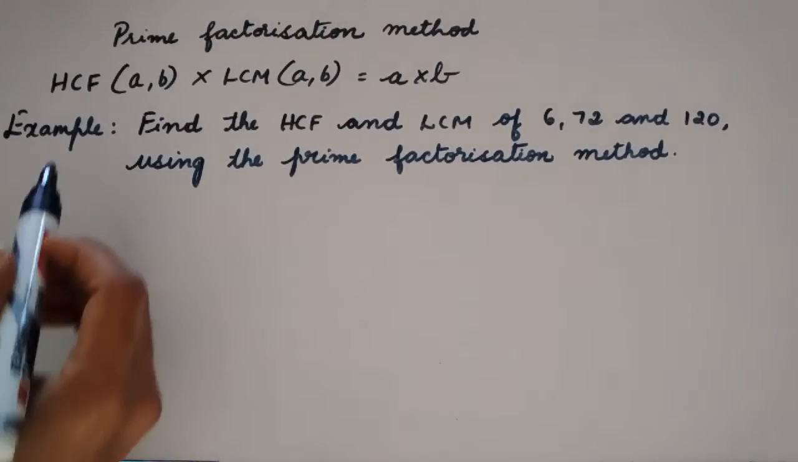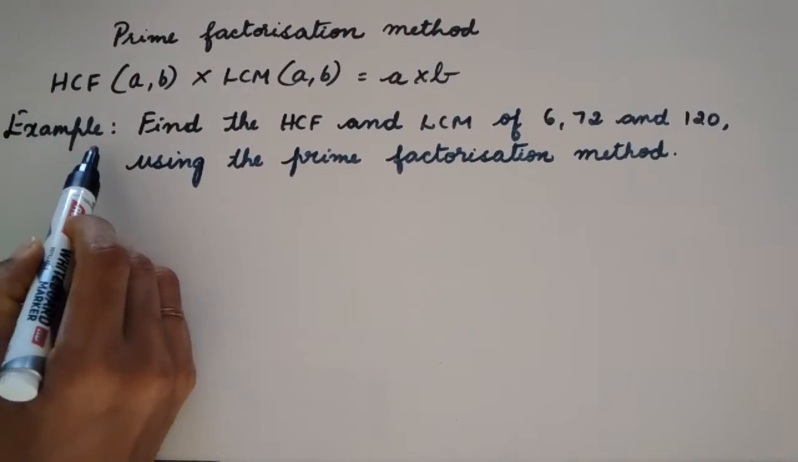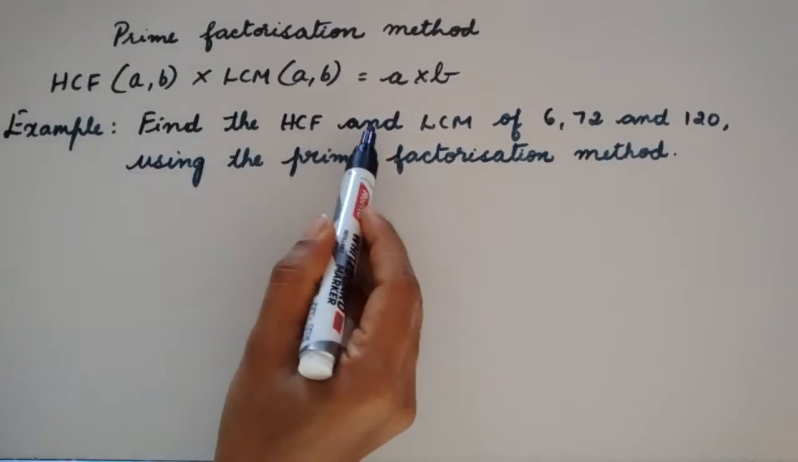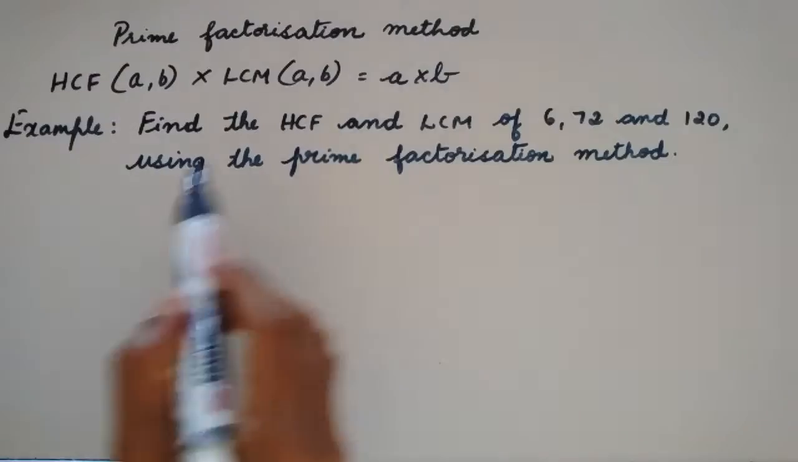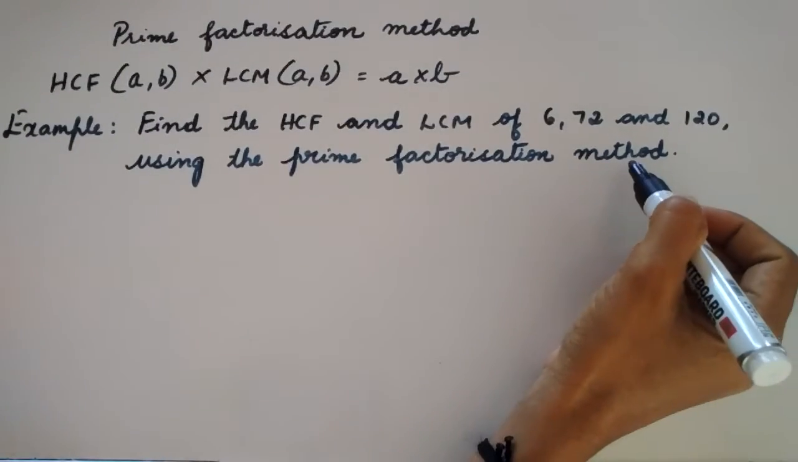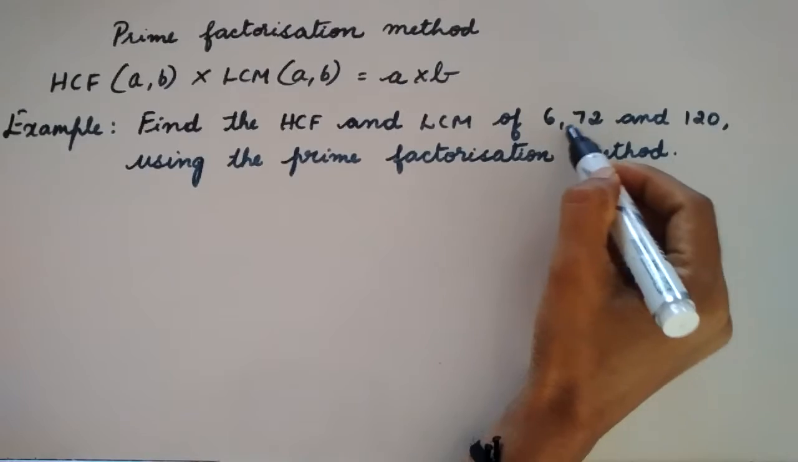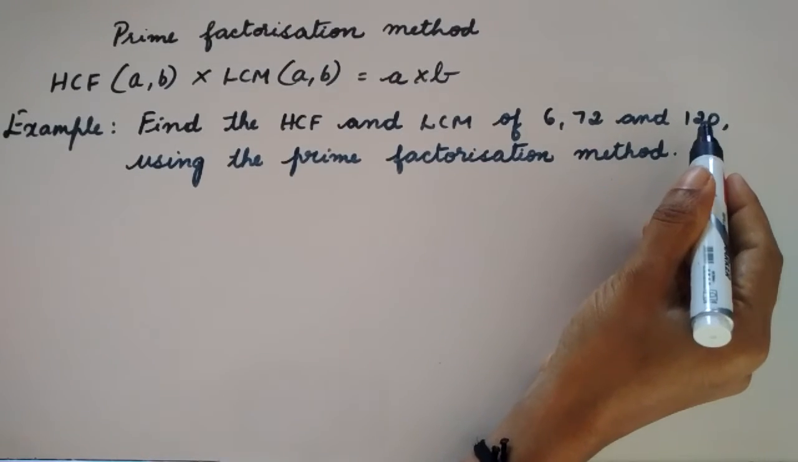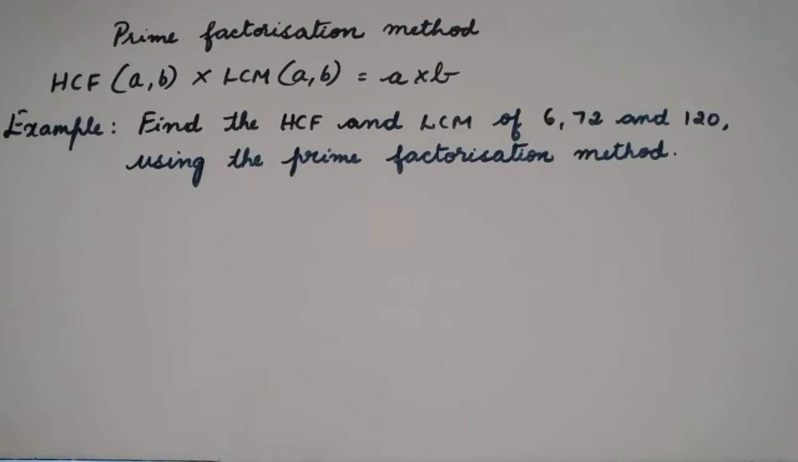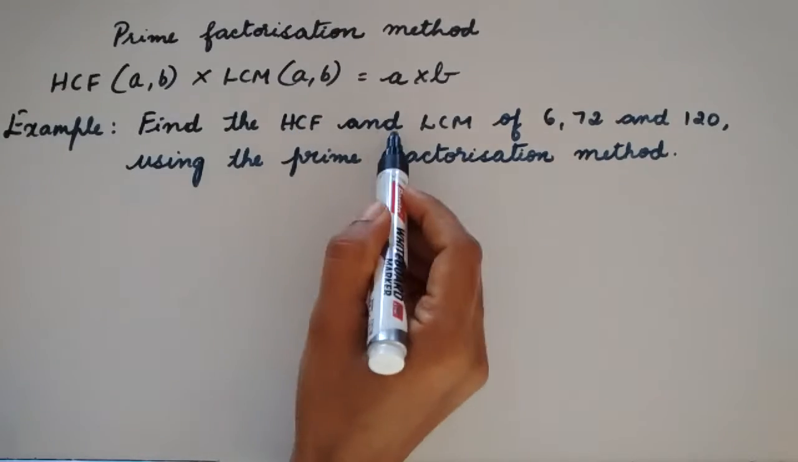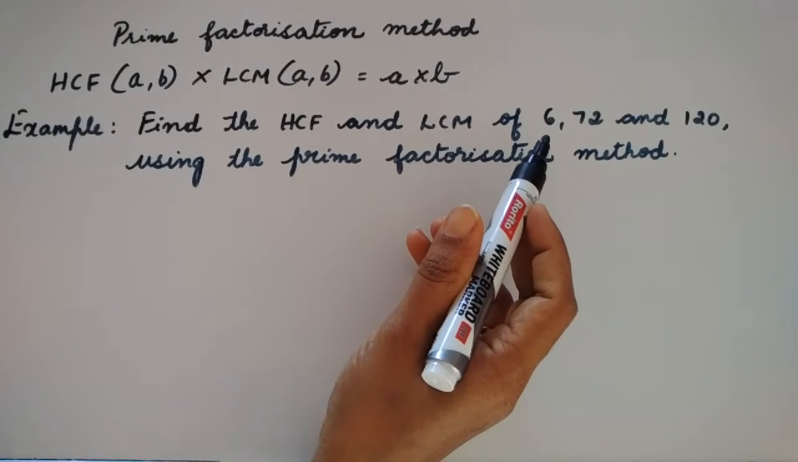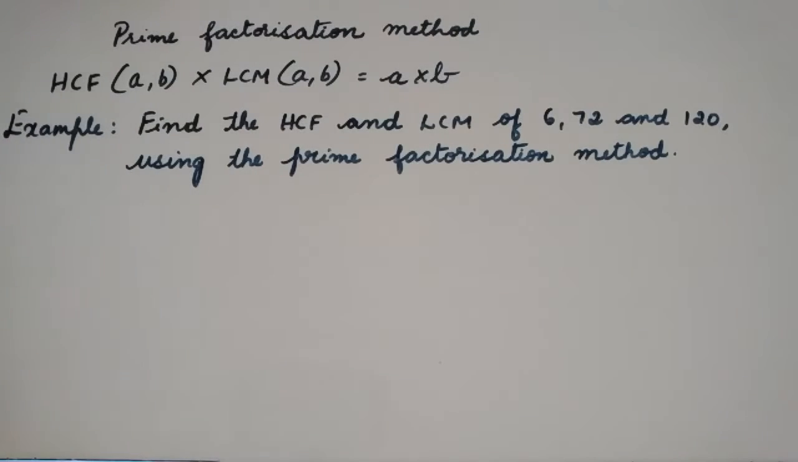Okay, next students, this is the next example problem. Find the HCF and LCM of 6, 72 and 120 using the prime factorization method. So here there are three numbers, isn't it? So we have worked only with two numbers earlier. So now here we need to find the HCF and LCM of three numbers. Okay. So first let us find the HCF of 6, 72 and 120.